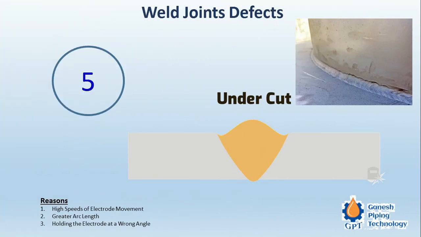So this is the undercut. We have seen undercut. Here we can see there is a cavity that is produced because of the undercut. The causes are high speed of electrode, greater arc length, and holding the electrode at the wrong angle. For example, if this plate and this plate are at 90 degrees, the electrode should be held at 45 degrees. If it is not held at the proper angle, then definitely we are going to have this kind of defects like undercuts. The joint quality is not good enough to withstand the load which is recommended for it.